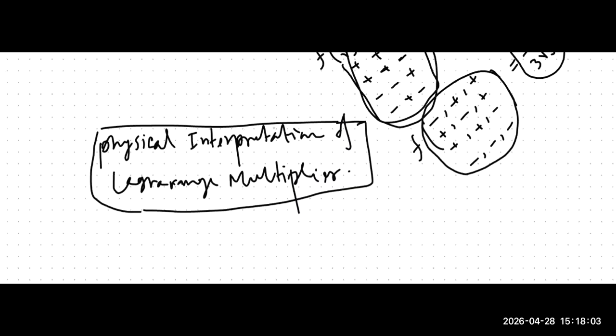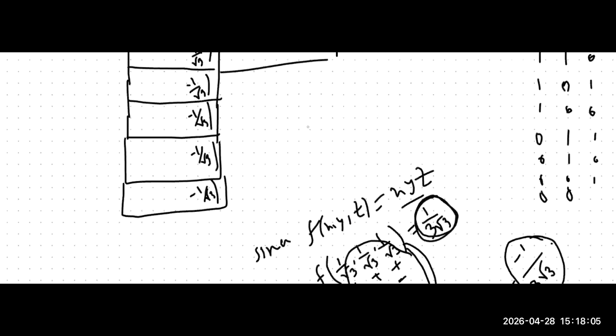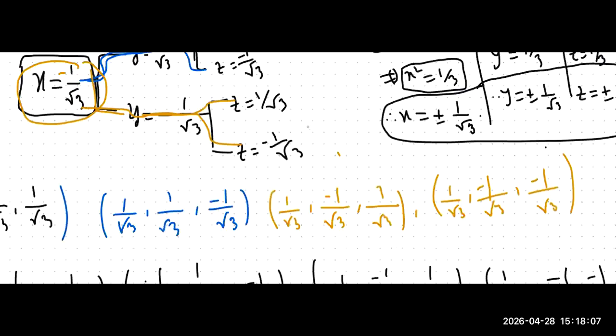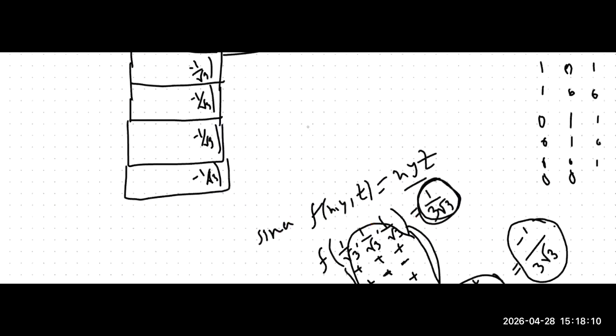The standard question for your exam is something like this: there will be one function and one constraint, and you need to maximize and minimize that function under the given constraint.